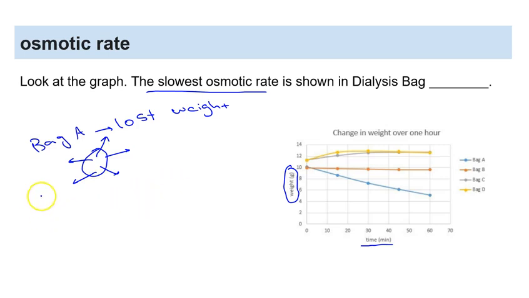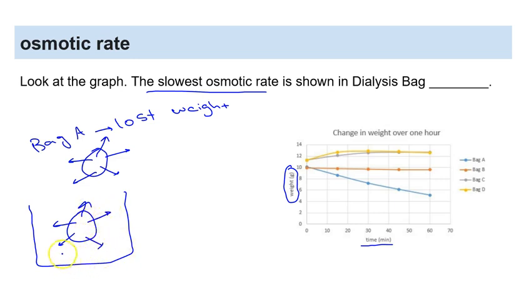So do you remember when it's happening? When we are going to place our cell inside of a hypertonic solution, that would happen. So when we place our cell in the hypertonic solution, then our cell is going to lose weight. So that happened for our bag A, which is blue color. Then the orange color, you can see the bag B.